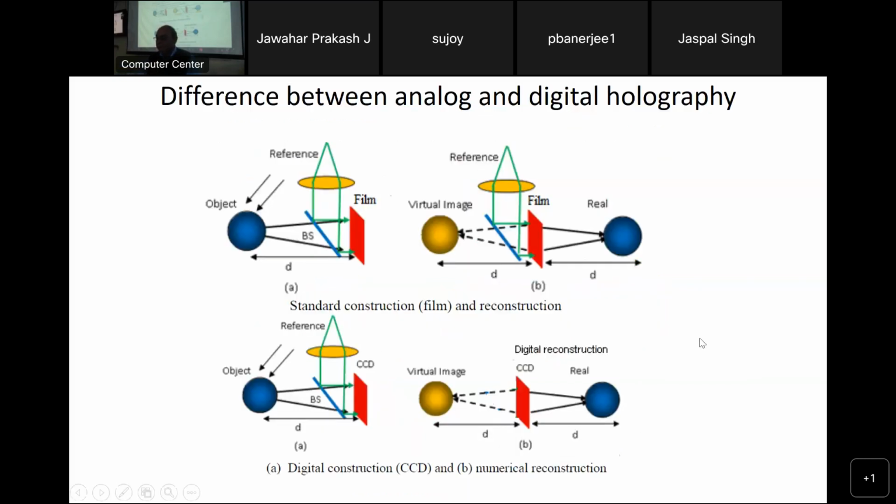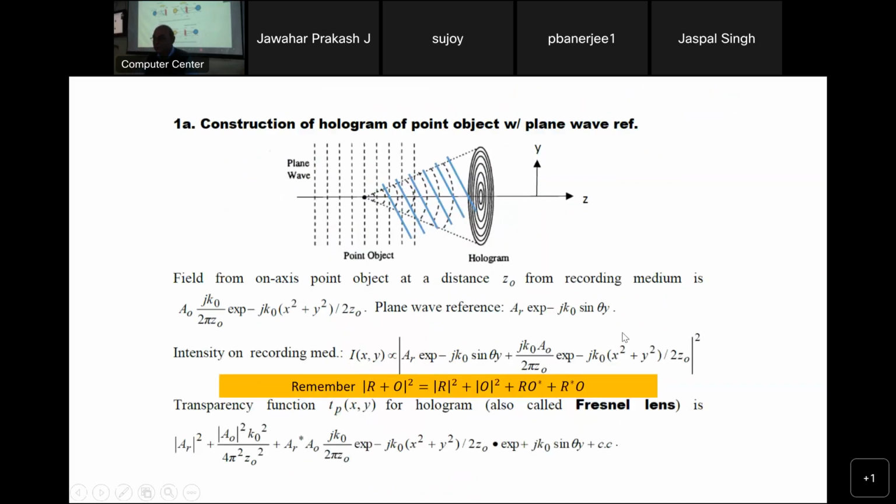Now, the digital version of that, again, very simple. The digital version of that, instead of recording on the film, you record on the CCD. In the CCD, typically then you have a matrix of numbers, of intensities. You take that matrix of intensities, and then use that to numerically calculate the locations of the virtual image and the real image. So we'll talk about that in just a second, how that is done.